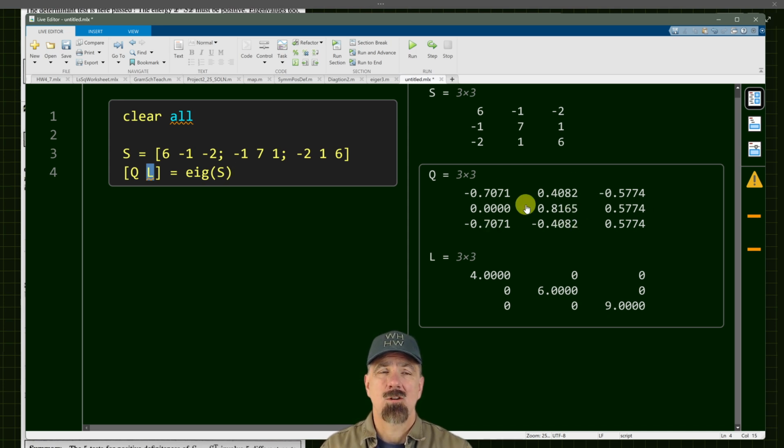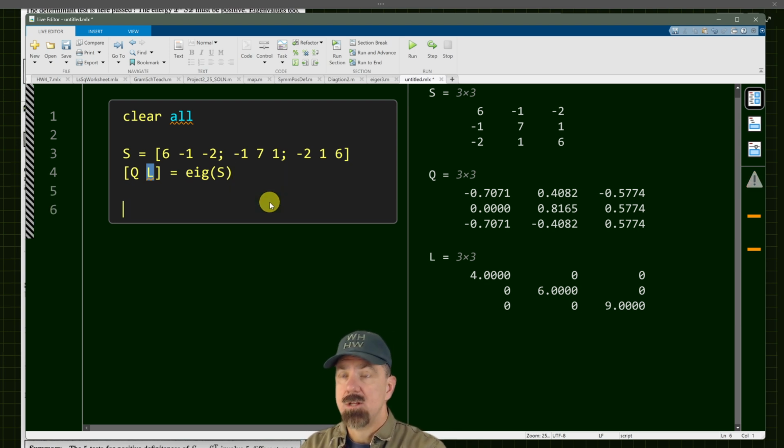So we have an orthogonal matrix here, and MATLAB, just because this is the way it works, always gives us unit vectors for the eigenvectors. This is the situation that we have. Let's take a look at the determinants.